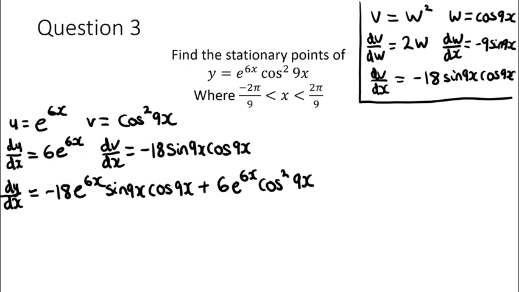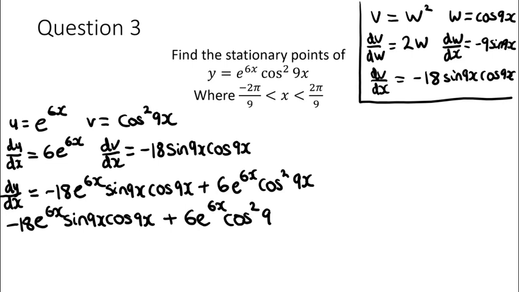Okay, so I'm going to set that equal to 0 now, because stationary points occur where the gradient is 0. That is such an important definition to remember. Stationary points occur where the gradient is 0, so where dy by dx is 0. So now what we're going to do is solve this equation, which looks horrendous at the moment. But trust me, it's going to look a lot simpler pretty shortly.